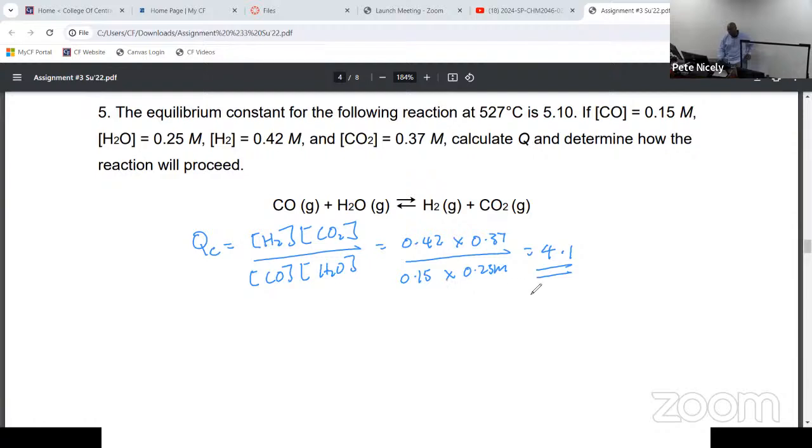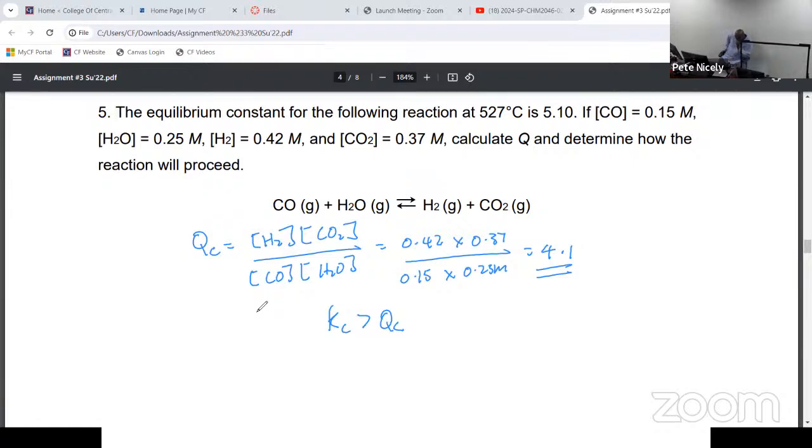Now that we have QC, what do we do next? We compare, so KC is greater than QC. Very good. So what does that mean? How will the system respond? If QC is less than KC, then in order for the system to achieve equilibrium, the value of QC would have to increase in order to be equal to KC.